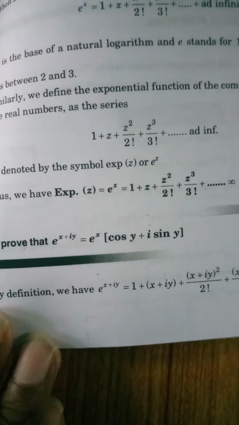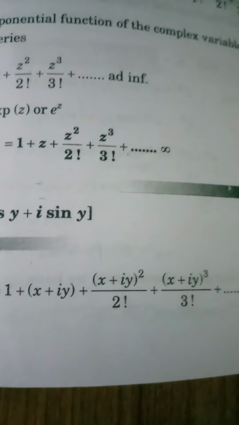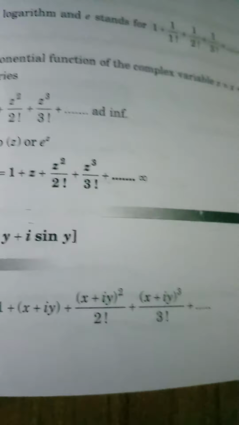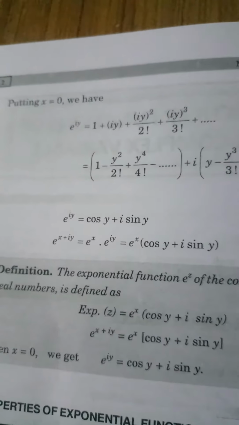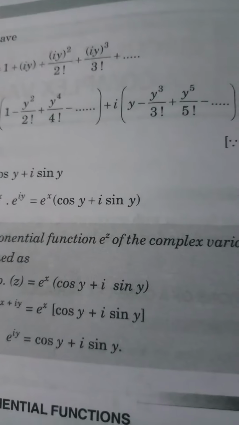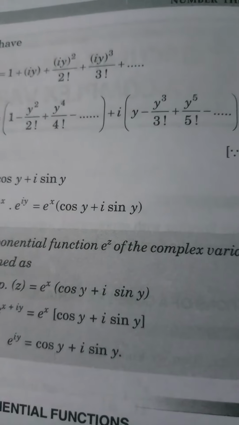Now we will prove an important result. To prove that e to the power x plus iota y is equal to e to the power x into cos y plus iota sin y. By definition, we have the expansion of e to the power x plus iota y is equal to 1 plus x plus iota y plus x plus iota y whole square by 2 factorial plus x plus iota y whole cube by 3 factorial plus so on. Now putting x equal to 0, we have e to the power iota y is equal to 1 plus iota y plus iota y whole square by 2 factorial plus iota y whole cube by 3 factorial plus so on.